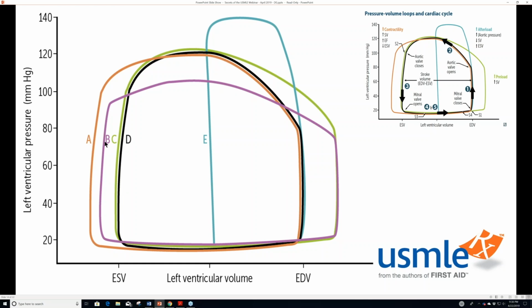Remember, if we decrease afterload, we expect more blood to be ejected from the heart, which would increase our stroke volume as well as lead to a decrease in our end-systolic volume. So once again, that's how we ended up at our answer choice being B there, which is very, very difficult, a lot to walk through, but that's how we get the right answer.